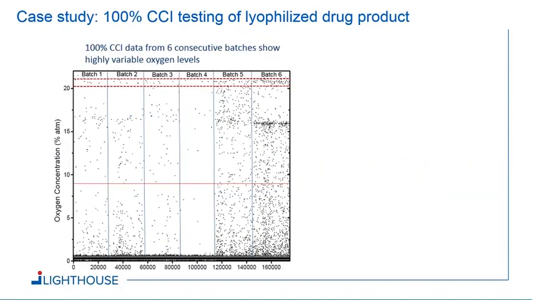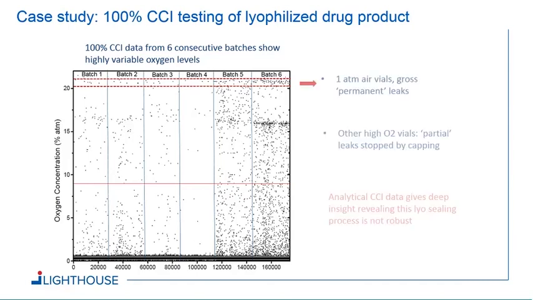And so here you see the data that was collected by the inspection machine. This is data from 6 consecutive batches, and they show highly variable oxygen levels. This product should have 0 oxygen in it. You can see this data set is almost 180,000 vials. It was roughly 30,000 vial batches.